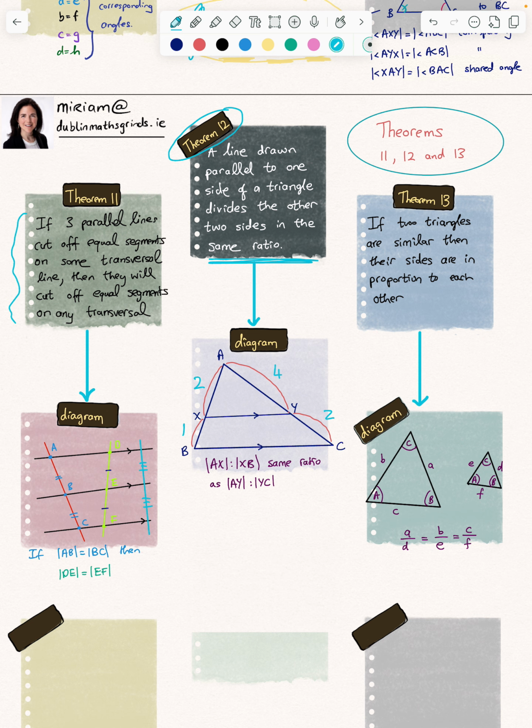A line drawn parallel to one side of a triangle divides the other two sides in equal ratios, but not necessarily equal length. It's just that the ratio 2:1 is the same as 4:2. And then finally, theorem 13: if two triangles are similar, their sides are in proportion to each other, which we mentioned above. Okay, so you need to know the proofs of those 3 theorems.